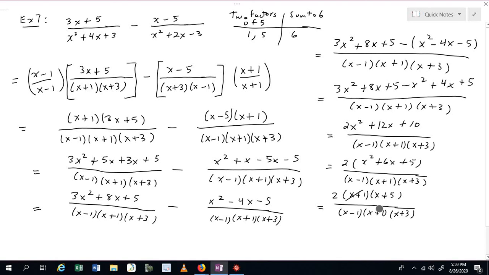Okay, so that just cancels. We wouldn't have known this, though, unless we factored this. And that's why it's important to factor this top part. Okay, so the final answer simplified would be 2 times x plus 5 all over x minus 1 times x plus 3.